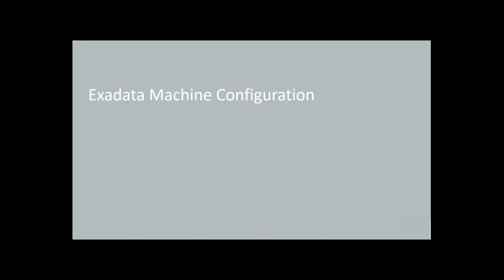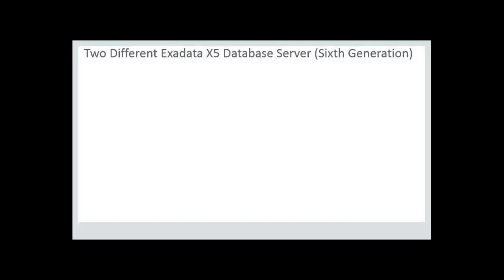So let's start with the Exadata machine configuration. There are two different Exadata X5 machines available. Not only in case of X5, if you have with your customers X3 or X4 or X2, all these machines have two different kinds of configurations. As I said earlier, the first Exadata machine came in the year 2008 and it's 2015, so it's not a new machine right now. The X5 machine is actually the sixth generation of the machine which Oracle is shipping right now.